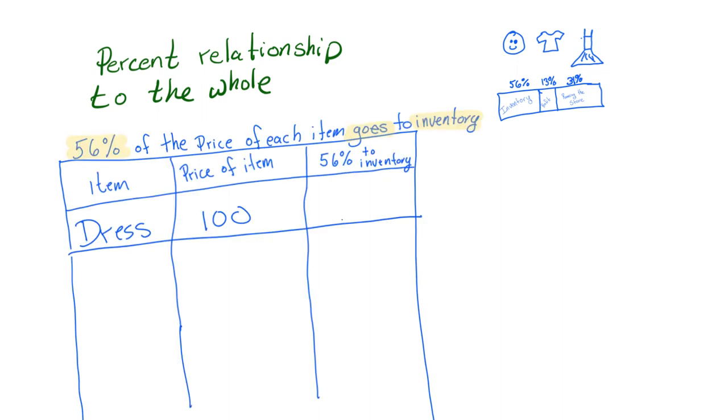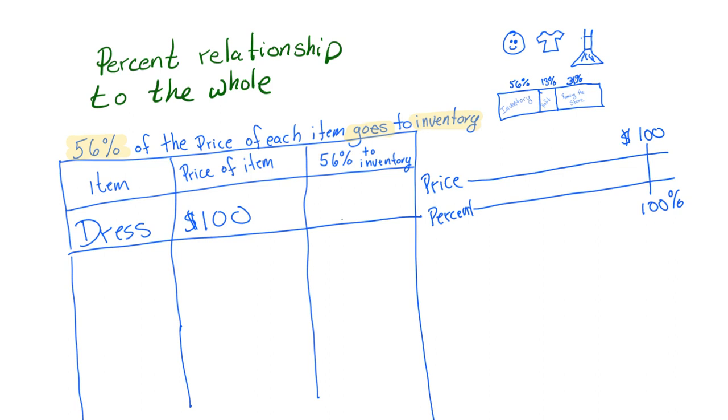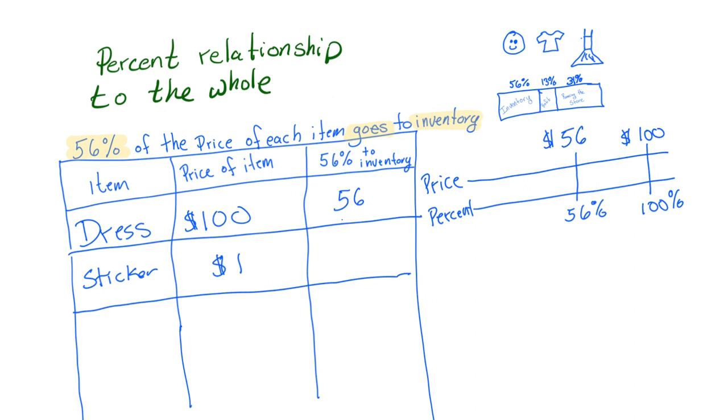So let's start off with some simple numbers so we can really understand what's going on here. If I think about a dress that's going to be the price of $100, those numbers make it easy to see what's going on and to be able to see the relationship. If I have $100, and I'm looking at percent, I know that 100 is going to be 100. So if I'm looking for 56%, then I know that that's just going to be $56. Okay, that one makes sense. So let's try another one.